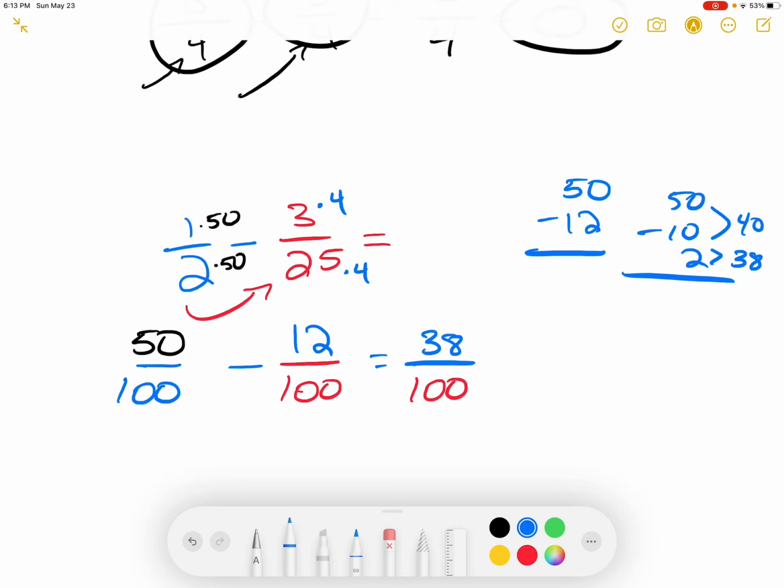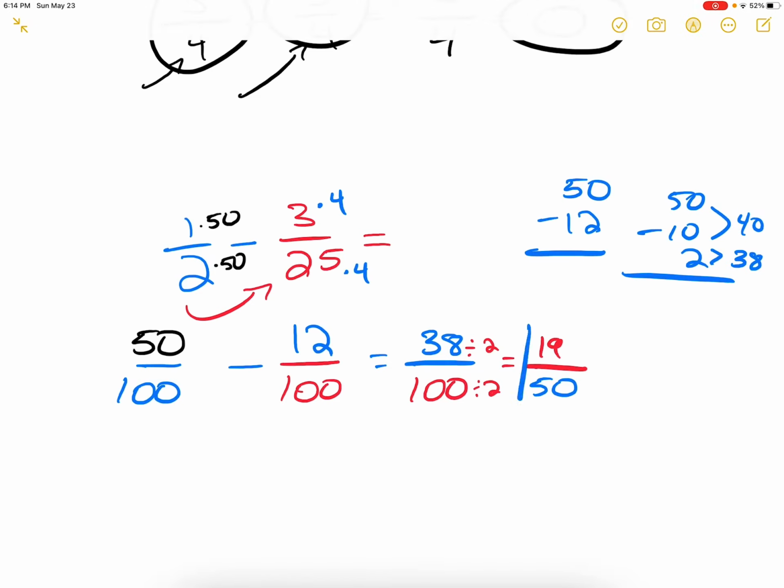But notice that they're both even, so I can divide. Let's see what I can divide by. I can divide by 2 for sure. I'm going to stay safe. 38 divided by 2, I think, is probably 19. 100 divided by 2 is 50. And I think that's it. Yeah, because 19 is a prime number. So 19/50ths, or 19 over 50, is what 1/2 minus 3 over 25 is.